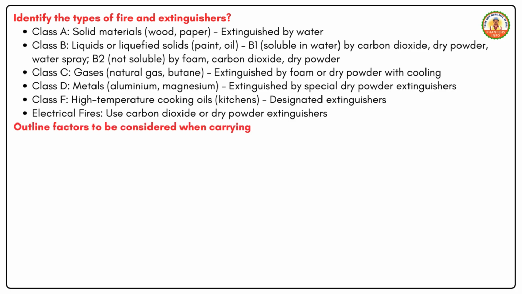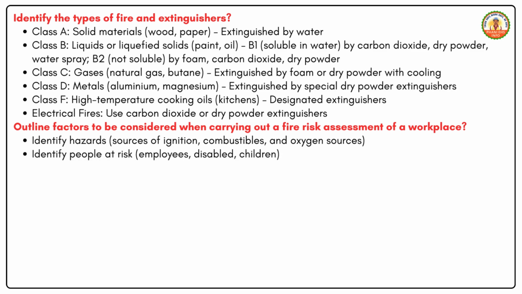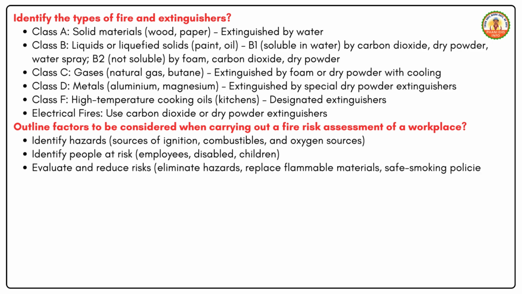Outline factors to be considered when carrying out a fire risk assessment of a workplace. Identify hazards: sources of ignition, combustibles, and oxygen sources. Identify people at risk: employees, disabled people, children. Evaluate and reduce risks: eliminate hazards, replace flammable materials, safe smoking policies. Implement fire safety measures, with controls for remaining risks.